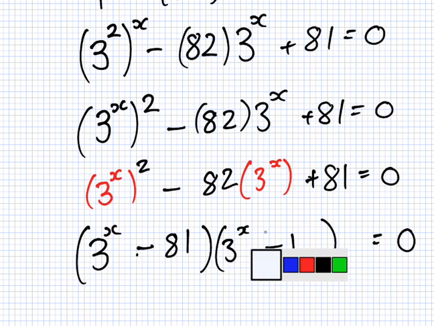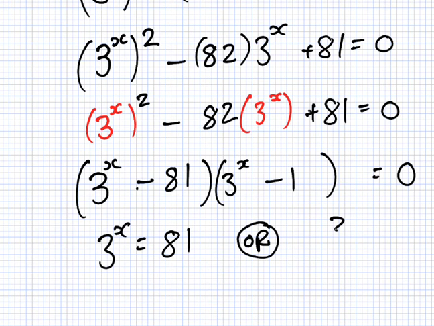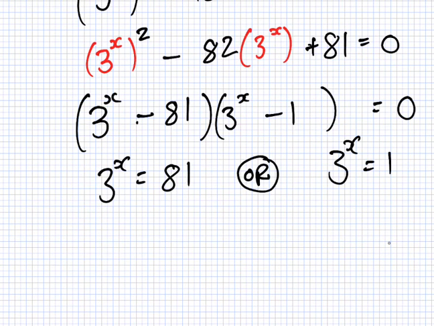So now we get two answers. 3^x equals 81, or 3^x equals 1. Now if you look here, what's the x? 0, because only 3 power 0 can make 1. And what about here, what's the x? 4.